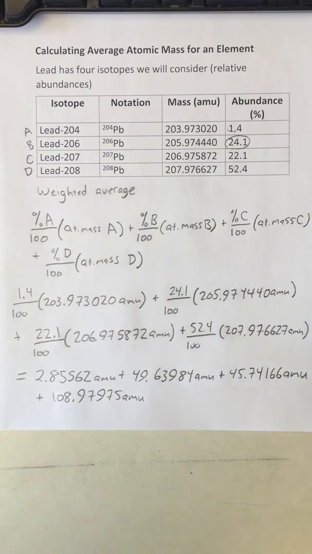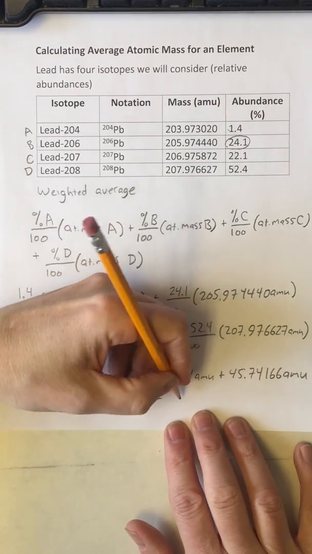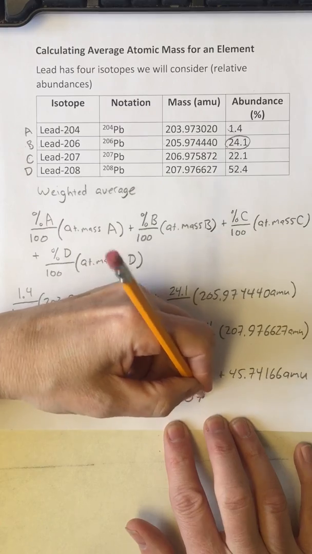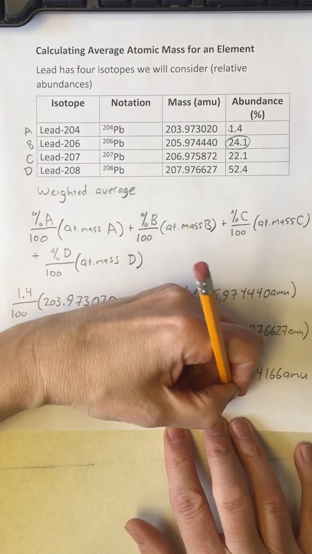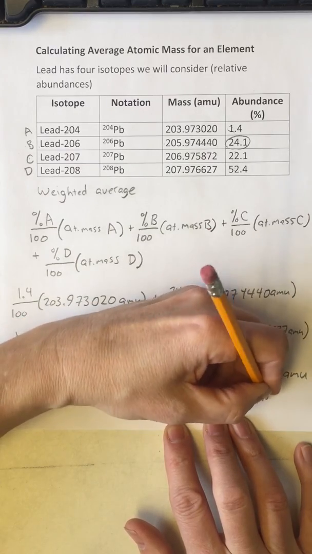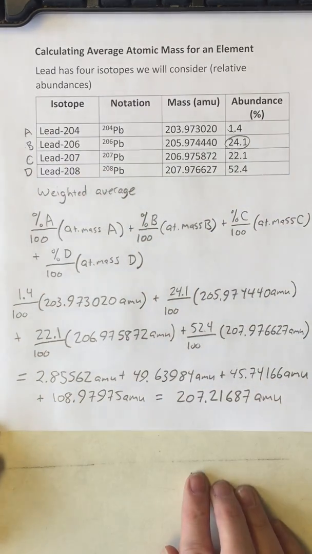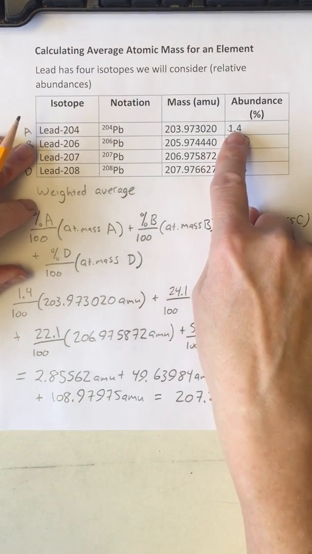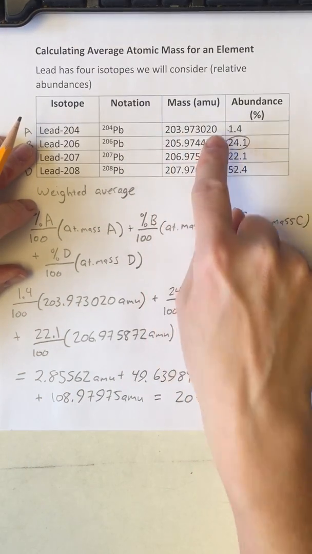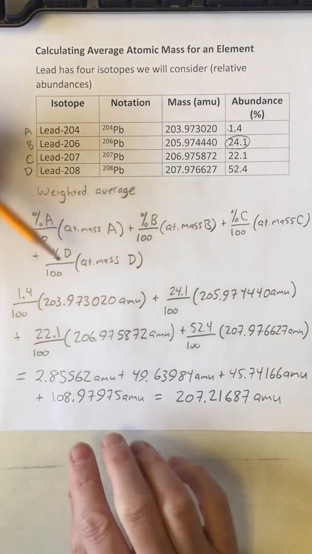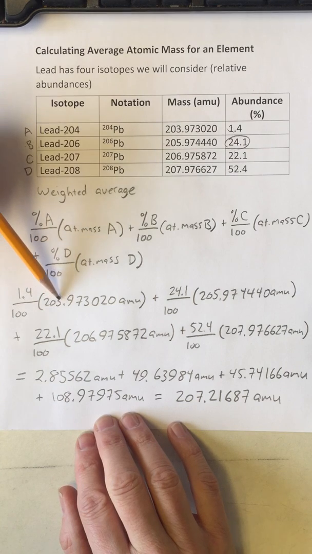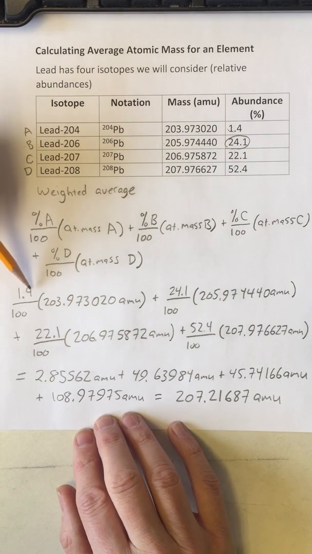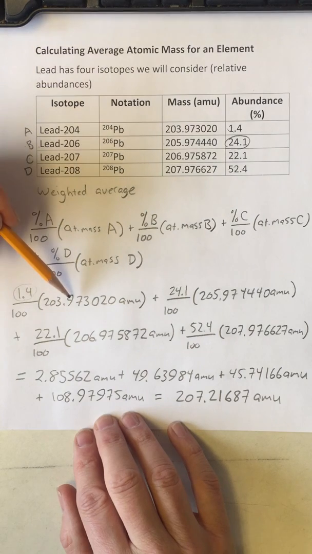Now we can add those together and we get 207.21687 AMU. And now let's consider significant figures. So notice we have 2 sig figs here, but we have a lot there. But remember, when you're doing multiplication, 2 sig figs, a lot of sig figs, multiplication, this one really only has 2 sig figs. Remember, with multiplication and division, you pick the number that has the fewest sig figs.